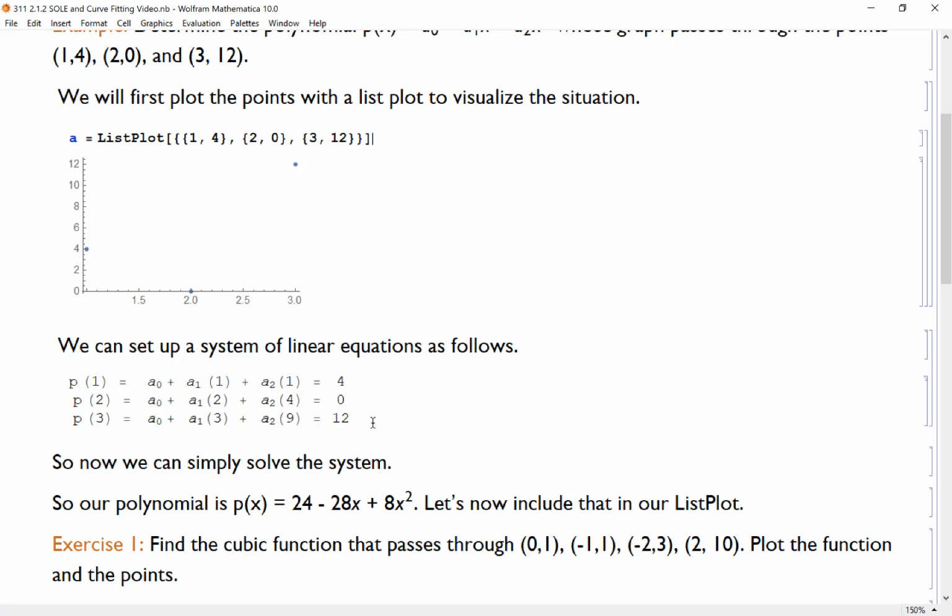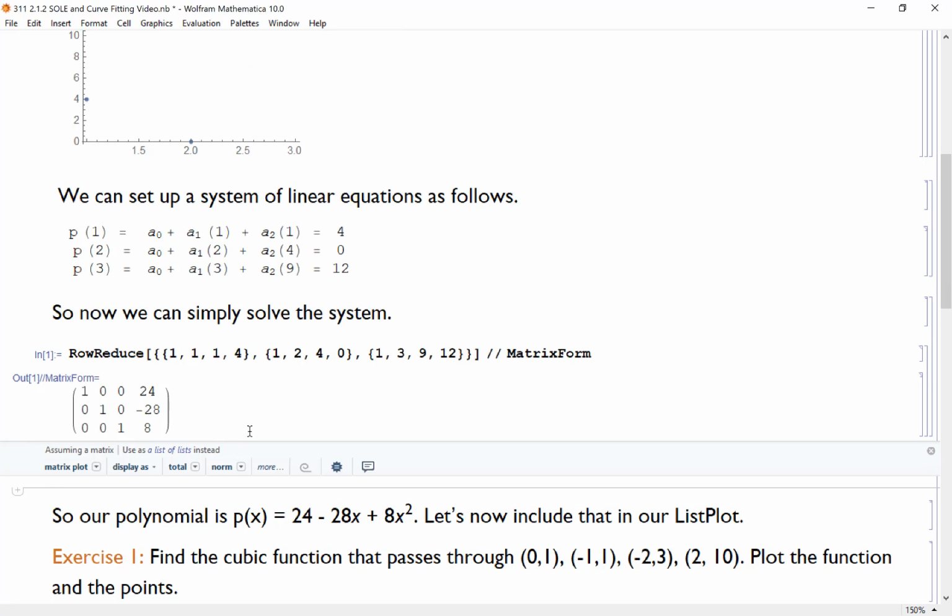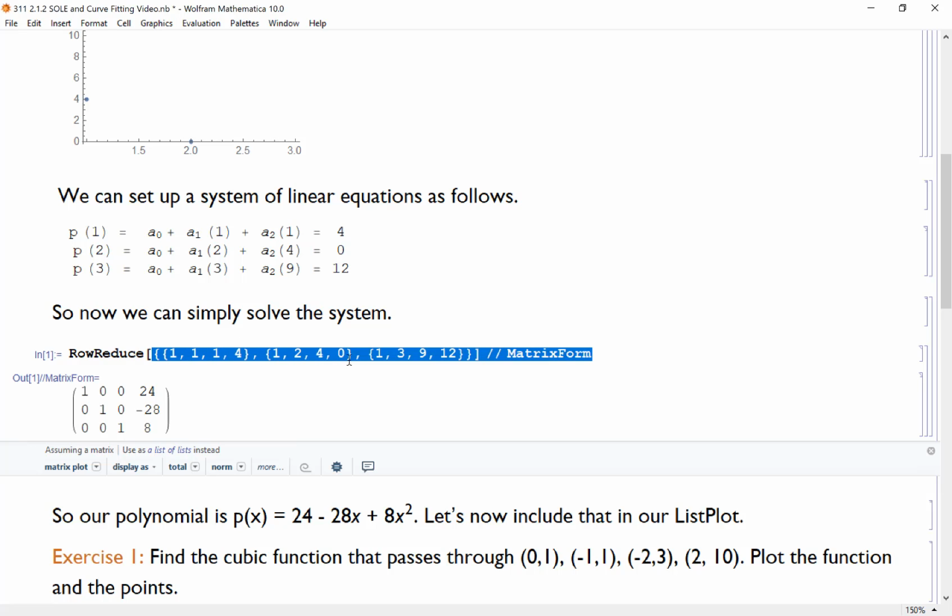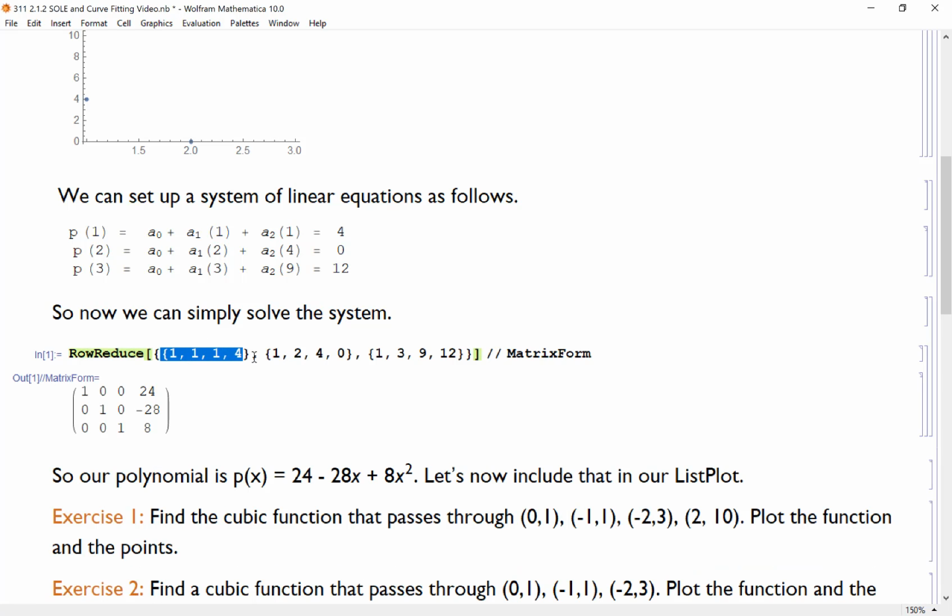Now we can take that system of equations, just put it into a matrix, and row reduce. So there we have our output. And just quickly, if you haven't done this before, RowReduce is a very useful function when dealing with systems of linear equations. I put in my matrix as a list of lists, where each row is an element of a list, which is a list itself. And then I use //MatrixForm to get a nice matrix output.